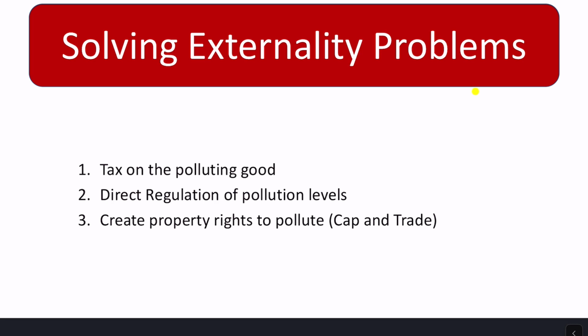When solving the negative externality problem, we have three options. We could tax the polluting good to get less output. We could directly regulate the pollution levels. Or we could create a system of property rights, where those with a property right are allowed to pollute. We can call this the cap and trade system.